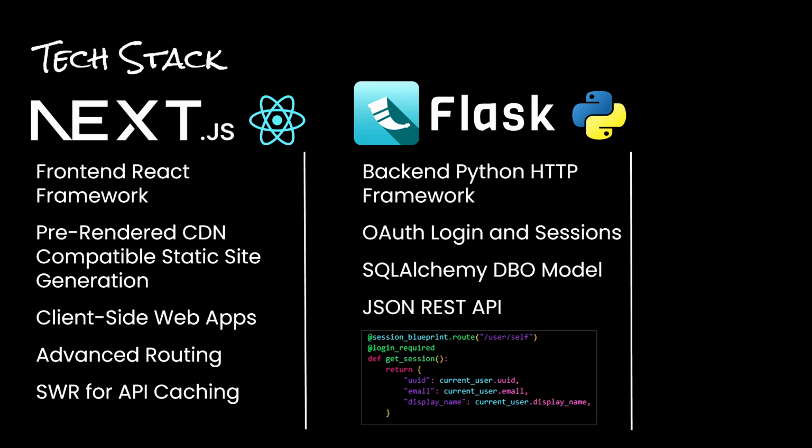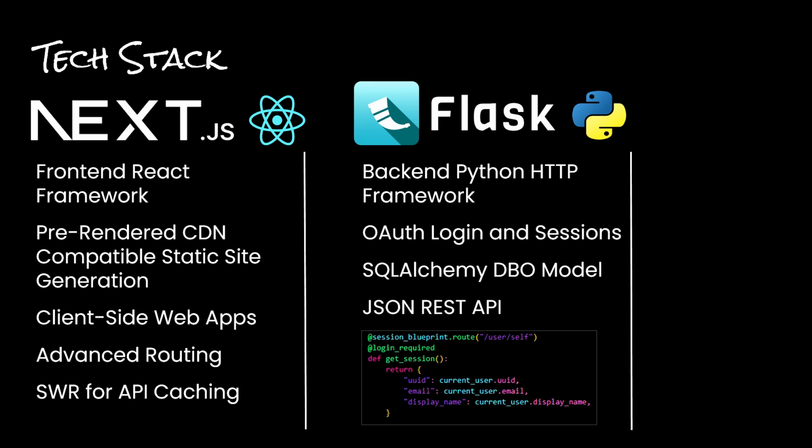So our Next.js front end has client-side routing, so you can make pages on there. They're statically generated at build time. And we use SWR for API caching, which I'll go a little deeper into for a second. That makes our site a lot more performant.